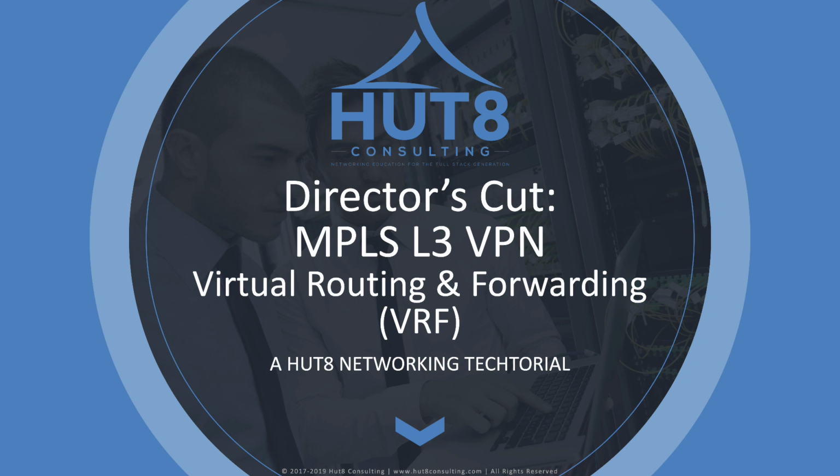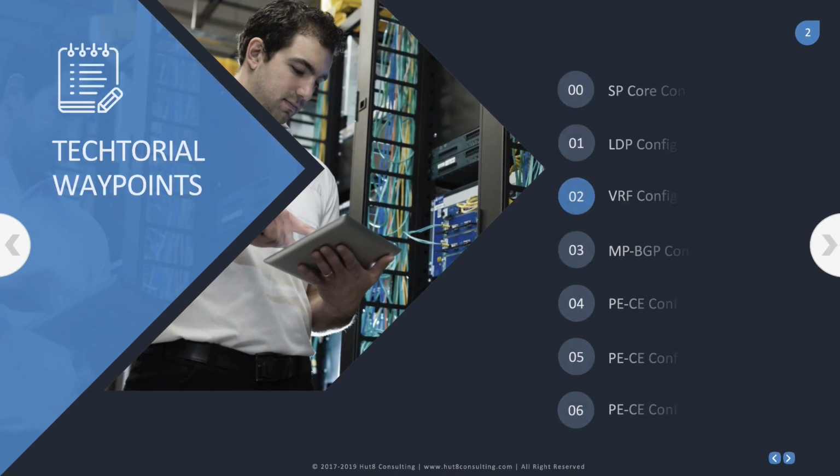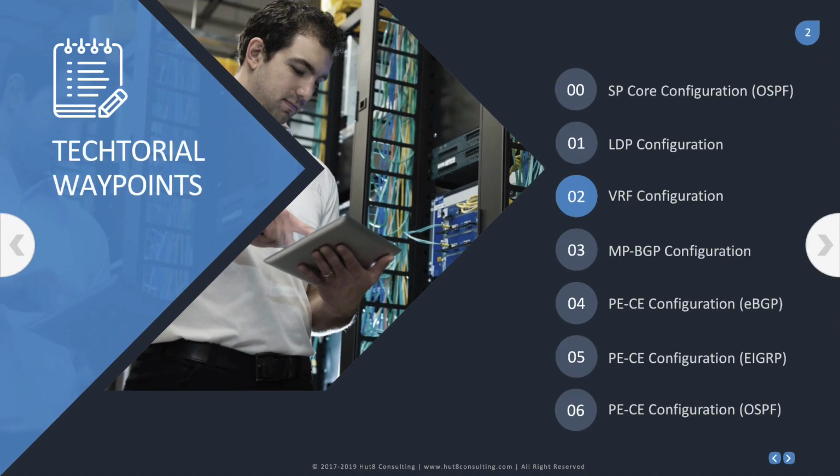So in part 1, we did our OSPF configuration in the service provider core. In part 2, we took a look at the label distribution protocol, and we dove in and saw just what LDP or MPLS is actually doing in the service provider core. Now we're going to get onto our provider edge routers and do our VRF configuration.